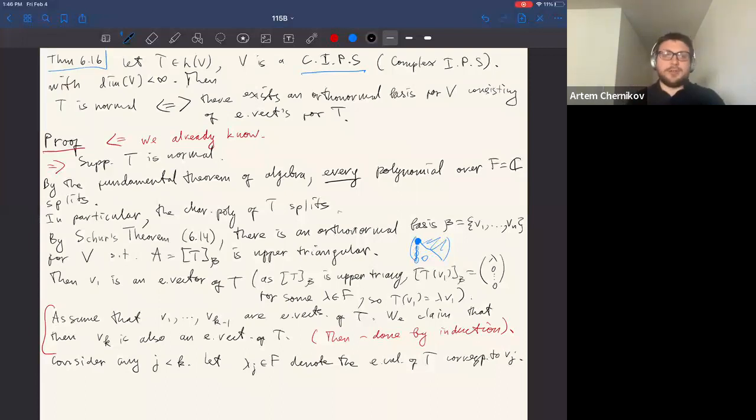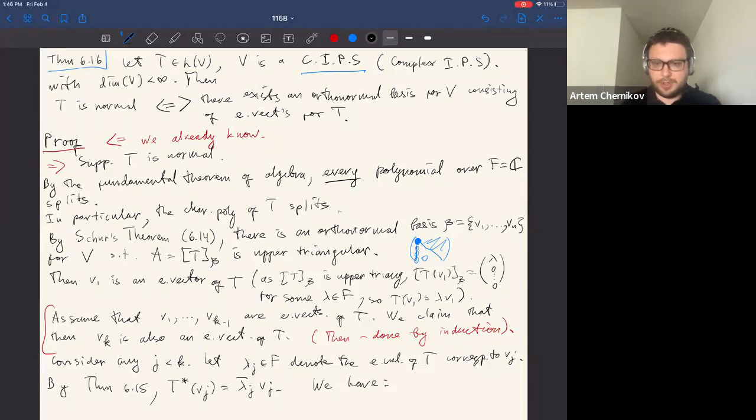Okay, by assumption, Vj is an eigenvector, so we have some eigenvalue. Now, by theorem 6.15 that we just proved, we know that T star of Vj is equal to lambda j bar, the complex conjugate, times Vj. Okay, so we know this, and we have the following calculation.